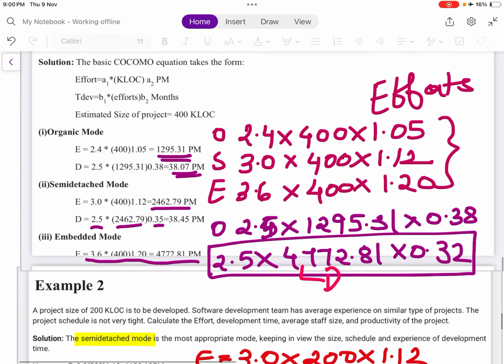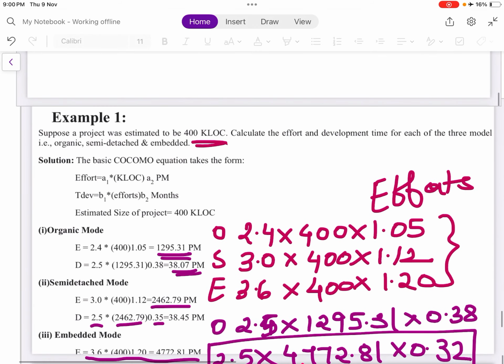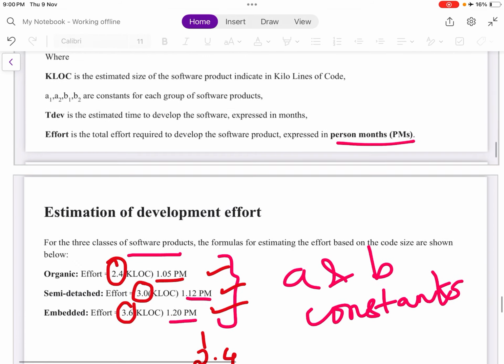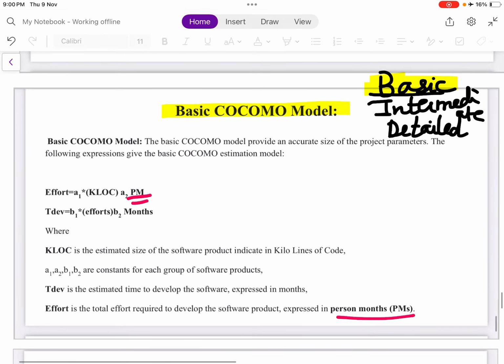These are the questions on the basic COCOMO model. You have to remember the formulas. Again I say this.